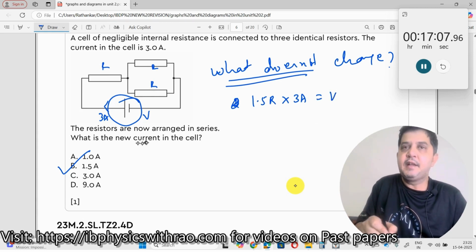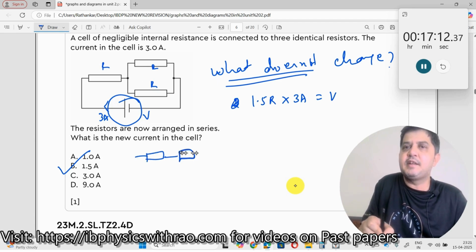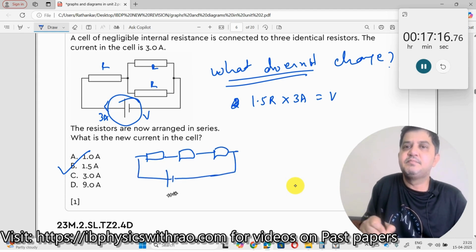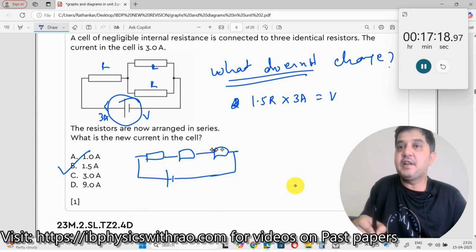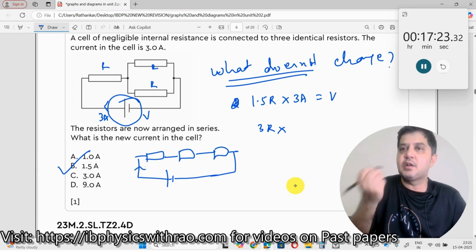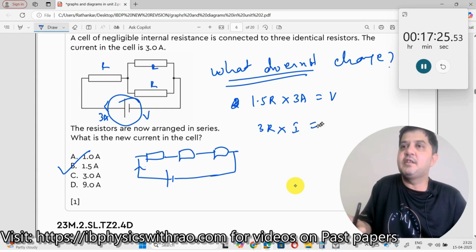1.5 R multiplied by 3 amperes should now be equal to V, right? Now, suppose all the 3 are connected in series, one here, one here, and one here, and the same battery is being used. Then what will happen? You can say the effective resistance will be 3R, multiplied by the current here. I do not know, I need to find it. So this I times 3R should now be equal to V.